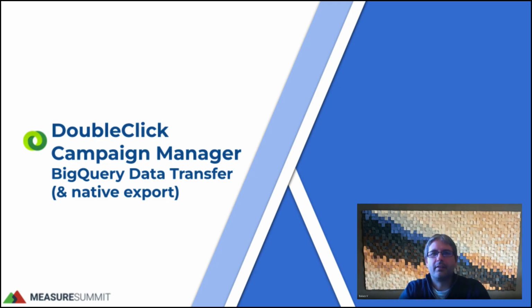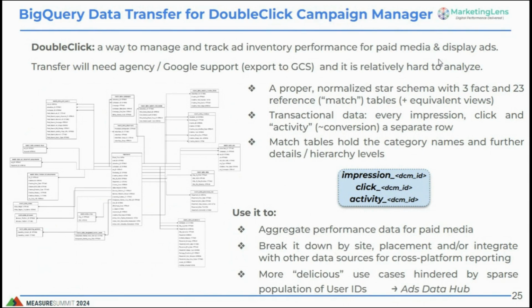Doubleclick Campaign Manager is a way to manage and track ad inventory performance for paid media and display ads across different ad networks. It's typically used by larger brands, which want to show ads on a much wider array of placements than just Google's own display network. So the BigQuery data transfer for Doubleclick Campaign Manager is a little bit trickier. You will need an agency and I think particularly Google support to set it up, because they have to first set up an export to Google Cloud Storage.